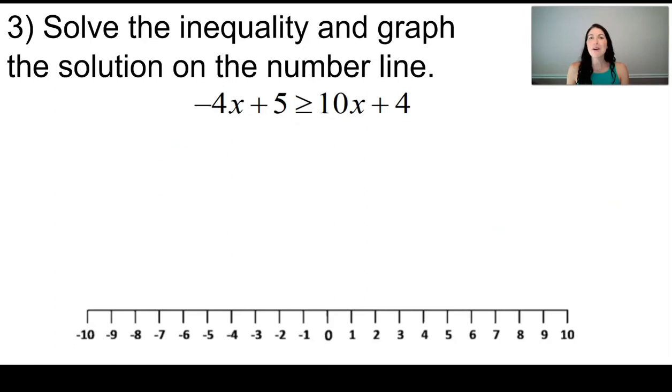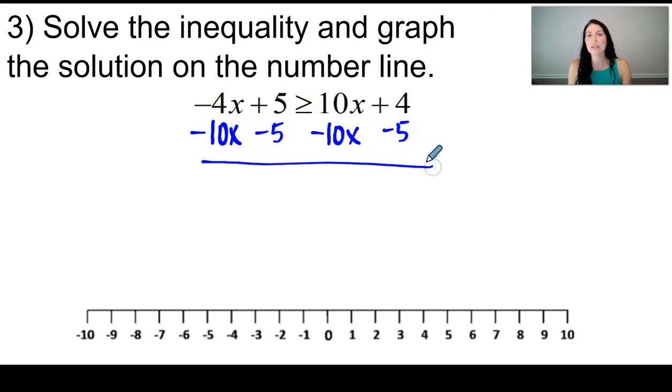In this example, I have one with variables on both sides. Now, which side to put the x on, it's really a personal preference. I always prefer to put that variable on the left side because then it's a little bit easier for me to graph it on the number line. So because of that, I'm going to subtract 10x from both sides and then subtract 5 on both sides. That way I can get the variables to the left side and the numbers to the right side.